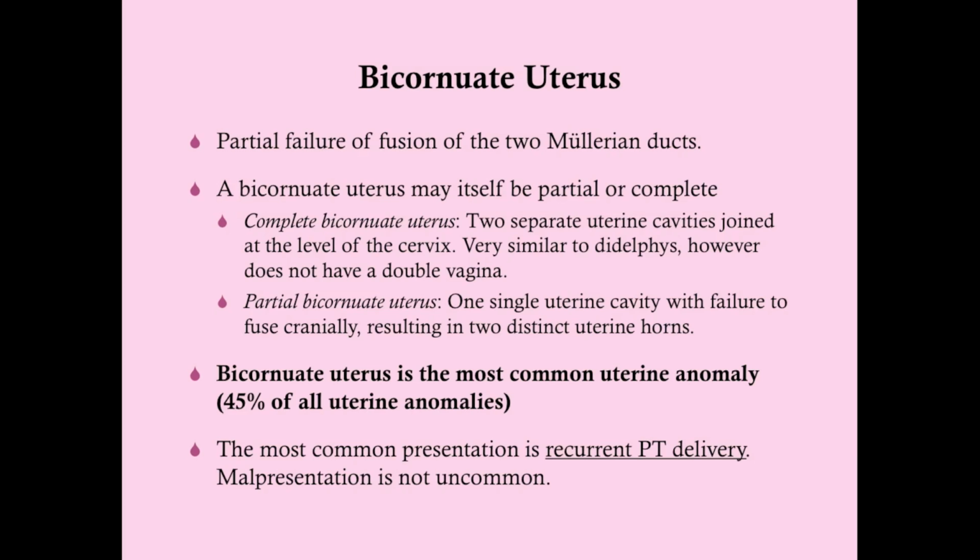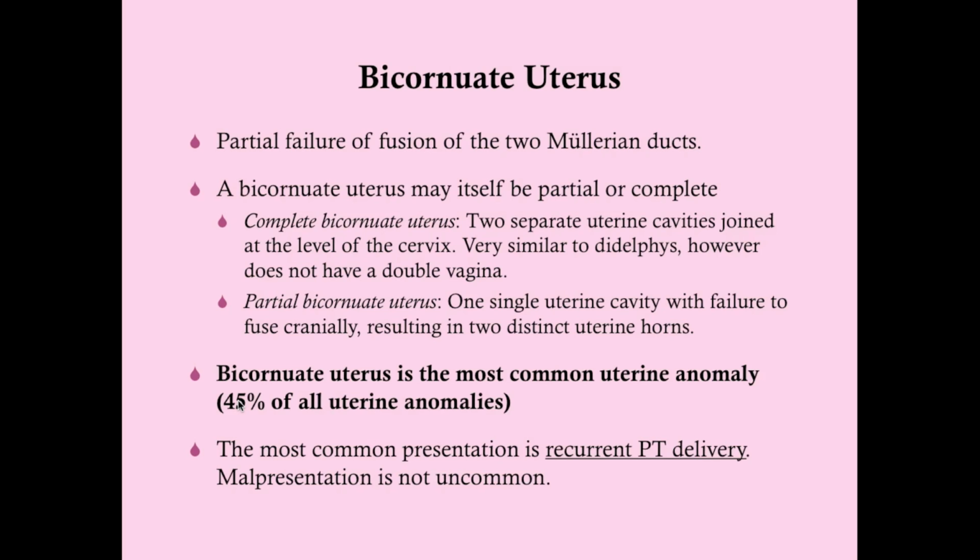A partial bicornuate uterus is where the fusion has made it a little bit further cranially. So you have one single uterine cavity, but then you have these two distinct uterine horns. This is the most common presentation for bicornuate uterus, and this is how it will classically show up on a test. So it doesn't fully fuse at the cranial portion, and so you have this separation. Now this is different from a septum. This is not a septum. This is true full separation of the two horns of the uterus. Not a septum. It's complete separation.